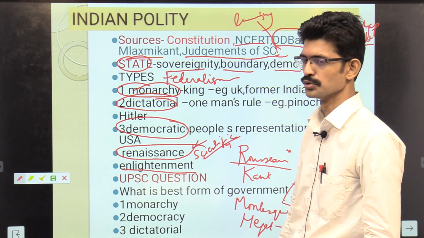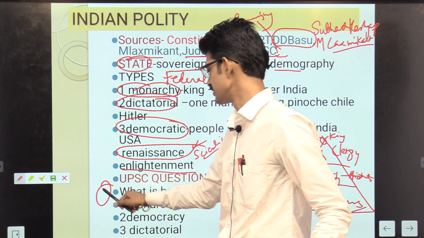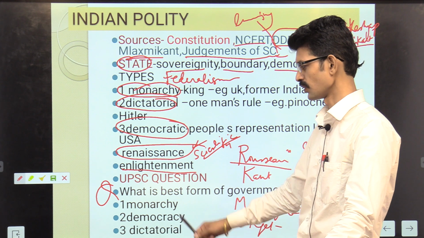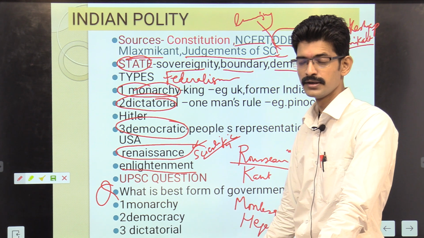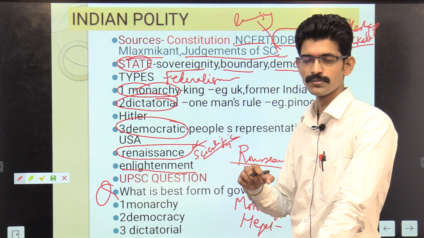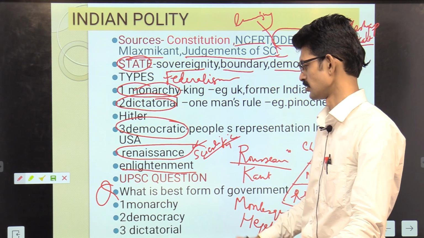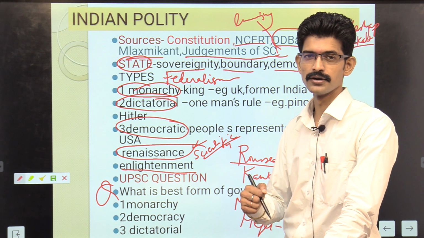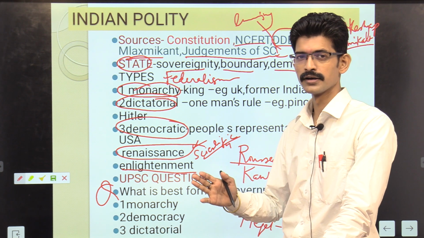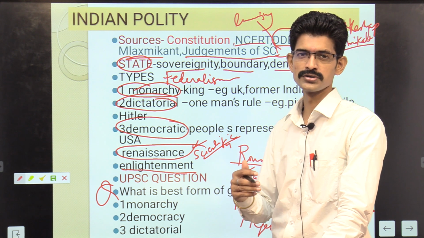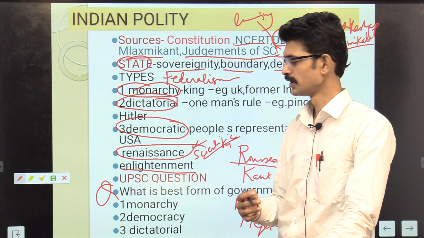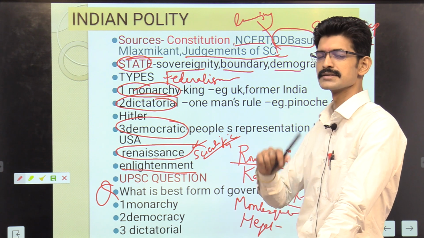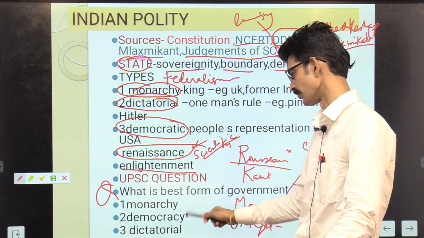Then look into the question, what is the best form of government. So the options are as follows. First is monarchy. Is it a king and queen based government which is best? Or is it a dictatorial form of government such as the Hitler kind of government, which is totalitarian in nature, which takes decisions on its own against the people? And the next is a democratic form of government. So the correct answer is the democratic form of government.